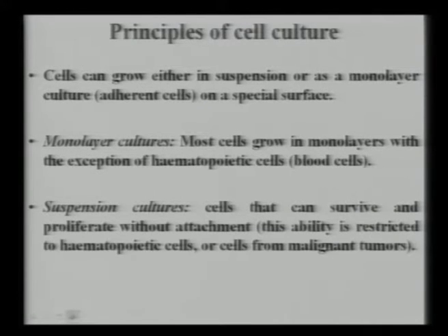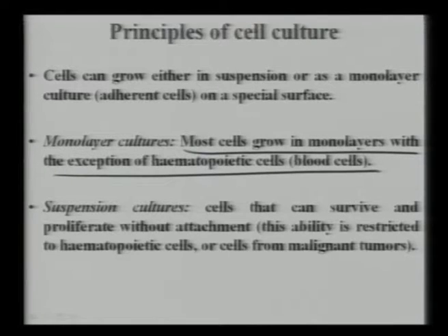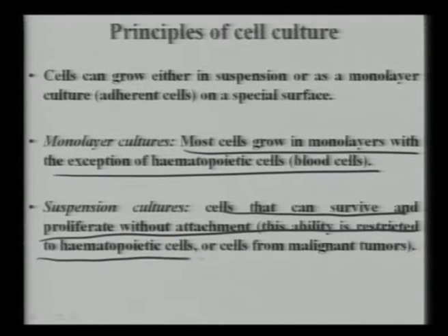Now, principles of cell culture. Cells can grow either in suspension or as a monolayer culture on a special surface. Monolayer cultures means most cells grow in monolayers, with the exception of the hematopoietic cells, that is the blood cells. And the third one is the suspension culture: cells that can survive and proliferate without attachment. This ability is restricted to hematopoietic cells or cells from malignant tumors.